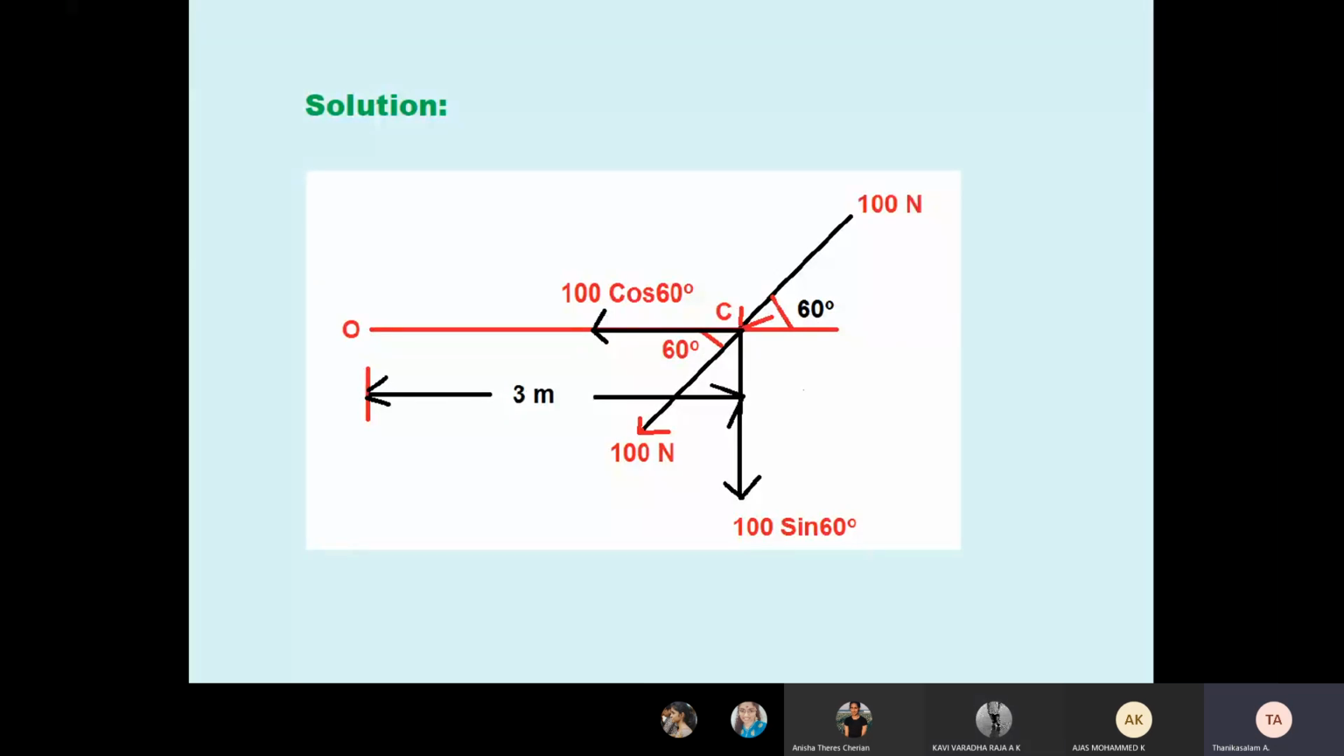You are simply telling 100 Newton. See, I don't know, Kavi, just follow the classes regularly. The same type of problems I may explain many times. You are simply saying it like that.